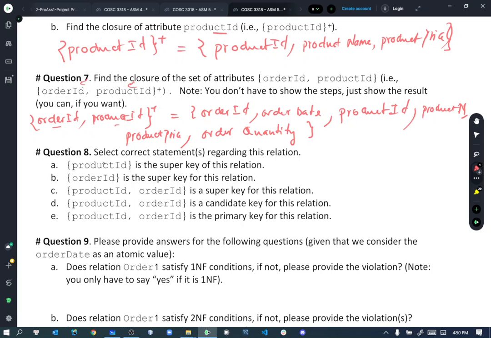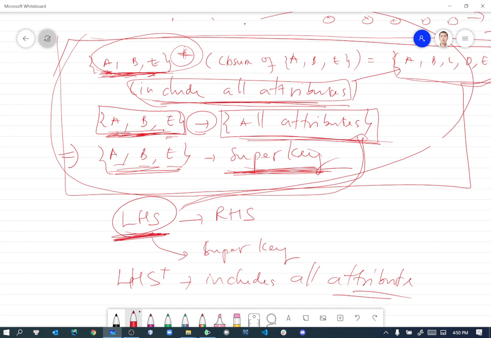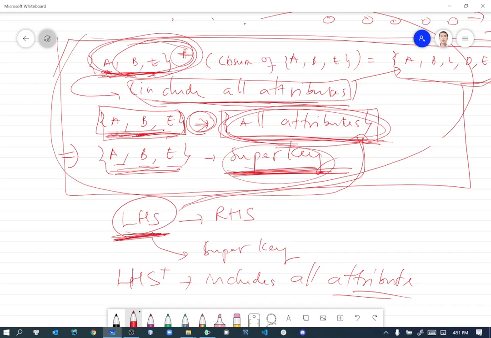Question number 8 is: select correct statements regarding the relation. So, product ID is a super key. Okay, get back to this one. It is a super key, which means it has to determine all the attributes, or its closure includes all the attributes. It is a super key if it can determine all attributes, or its closure includes all the attributes.